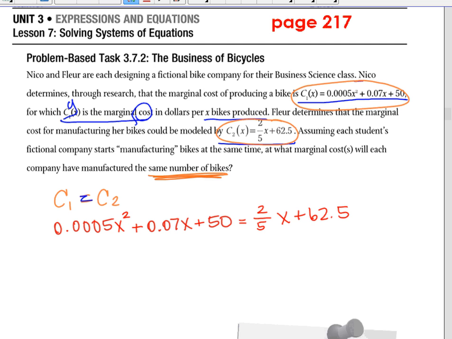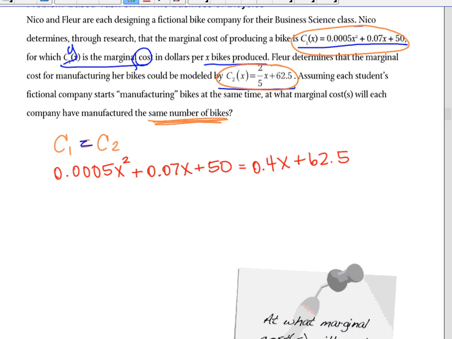62.5. Now, I'm going to do something here because I notice I have all decimals except for this 2/5. So I'm actually going to take that 2/5 and I'm going to rewrite it as its decimal equivalent. And 2 divided by 5 is 0.4, because at least now you're dealing with all decimals and you're not going back and forth between the two. Well, similar to our last problems, we need one side to equal 0. So I'm going to subtract 0.4x. And I'm going to subtract 62.5.